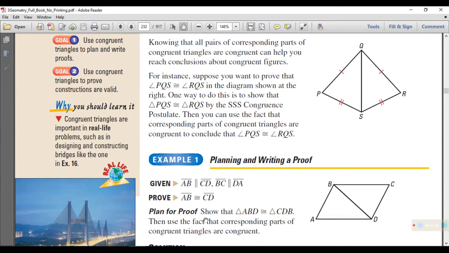First, we have to show that triangle ABD is congruent to triangle CDB. Then use the fact that corresponding parts of congruent triangles are congruent. So meron tayong acronym na ginagamit dito sa congruent parts of congruent triangles are congruent. That is CPCTC.